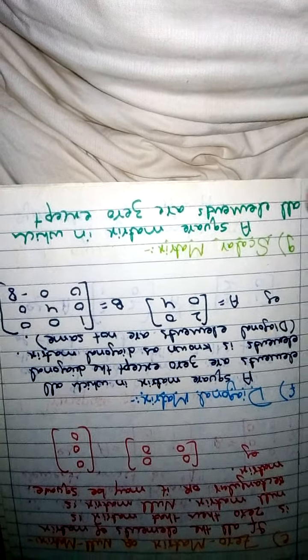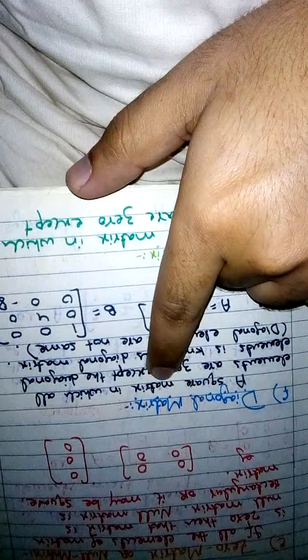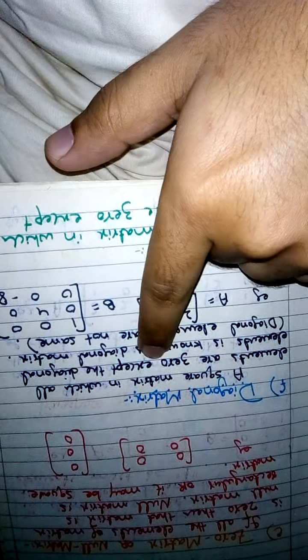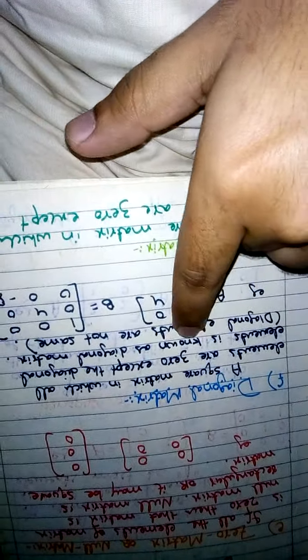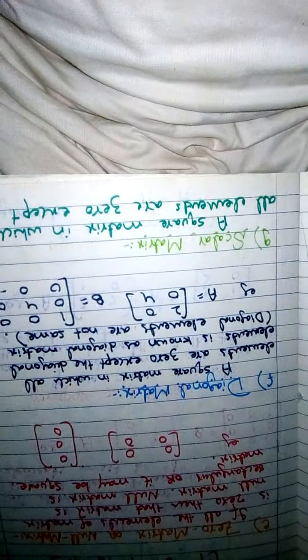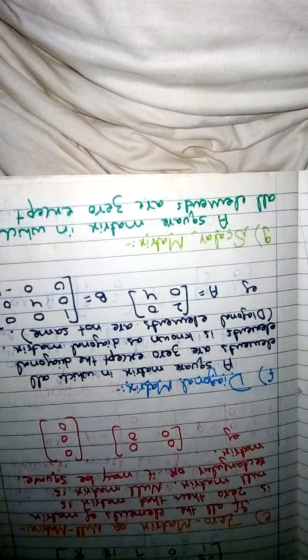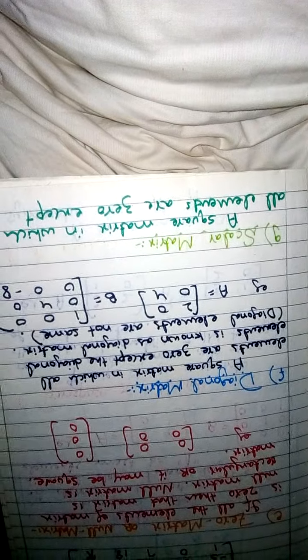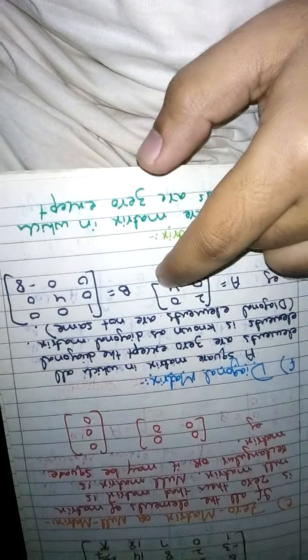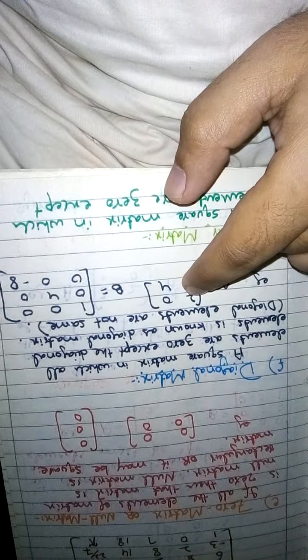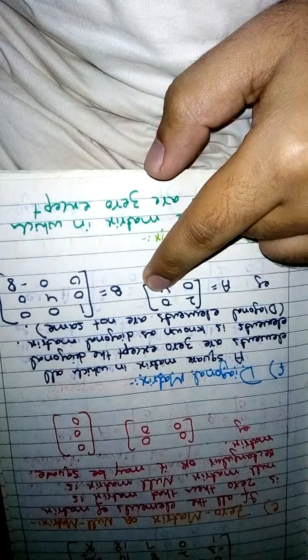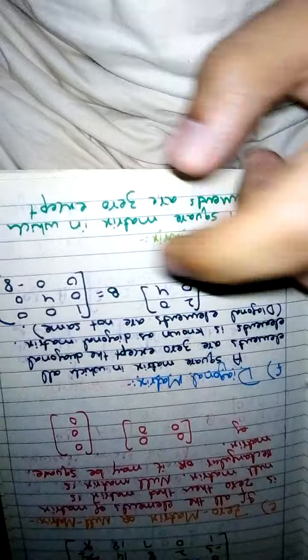According to the definition, a square matrix in which all elements are zero except the diagonal elements is known as a diagonal matrix. So first, the matrix must be square and all entries are zero except the diagonal entries. So what are diagonal entries? These are diagonal entries: the first element of the first row, the second element of the second row, the third element of the third, the fourth element of the fourth, and so on, are the diagonals.